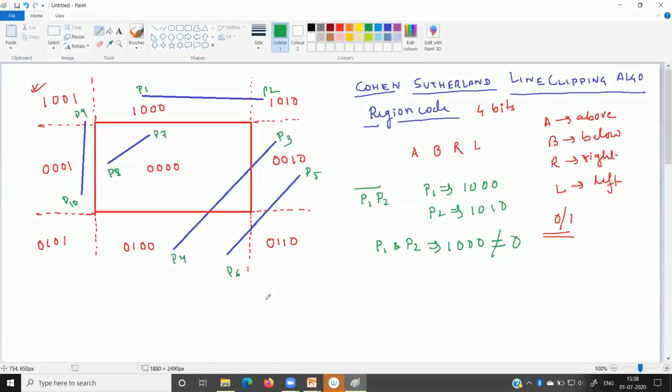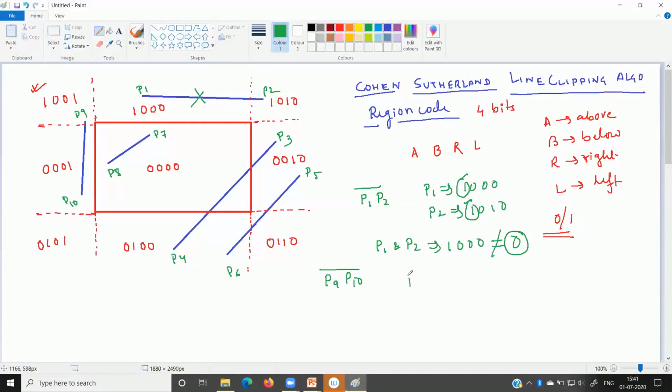Okay. So what happened here? You can see that in this case the result is not equal to 0. So we will totally discard this line segment. P9 and P10. Okay. Next we will consider the line segment P9 and P10.